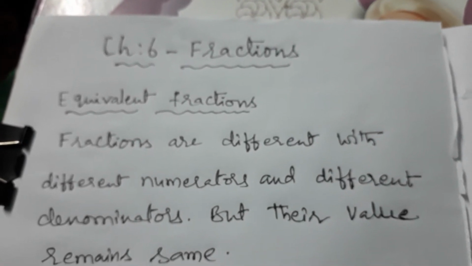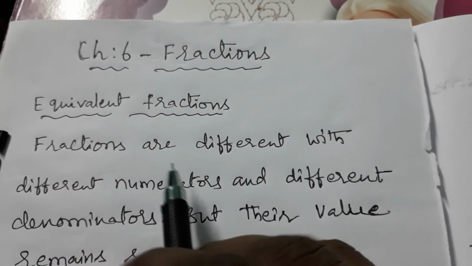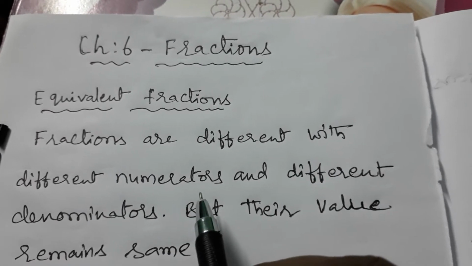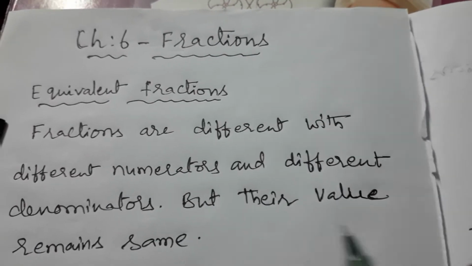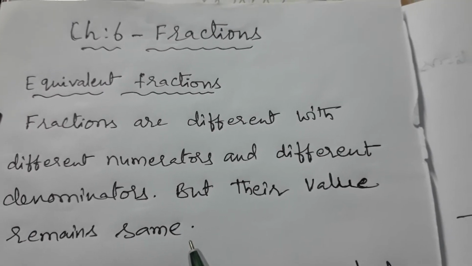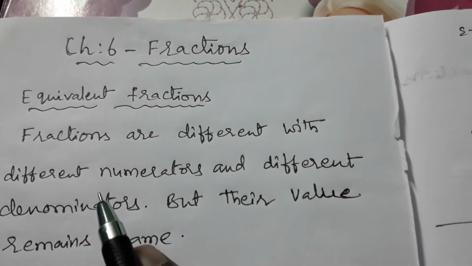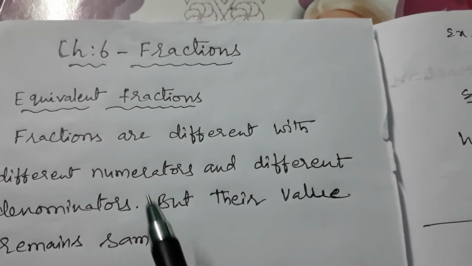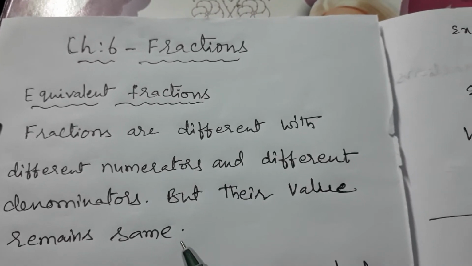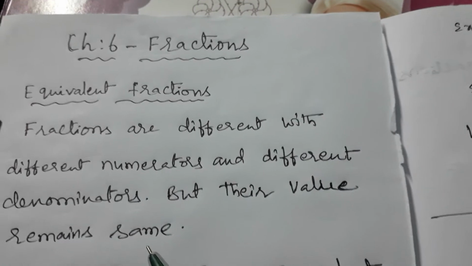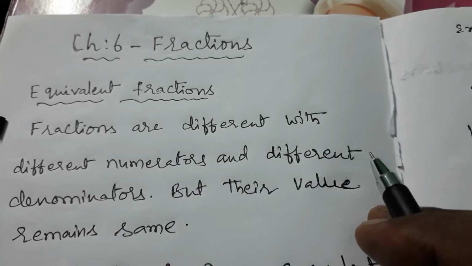What is an equivalent fraction? See, fractions can have different numerators and different denominators, but their value remains the same. How is it possible? Fractions have different denominators and different numerators, but their value remains the same. Those fractions are called equivalent fractions.